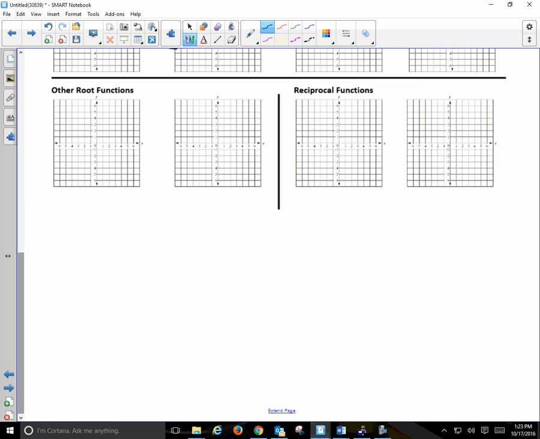Other root functions. This is my favorite one. y is equal to x to the 2/3, or the cube root of x squared. So can I square negative numbers? When you square it, it will become positive, and then you'll take the cube root, and you'll come up with a positive, right? So this one looks like this. Somebody say it. Looks like a bird. Yeah, everybody. I call it the bird function. Yeah, so cool.